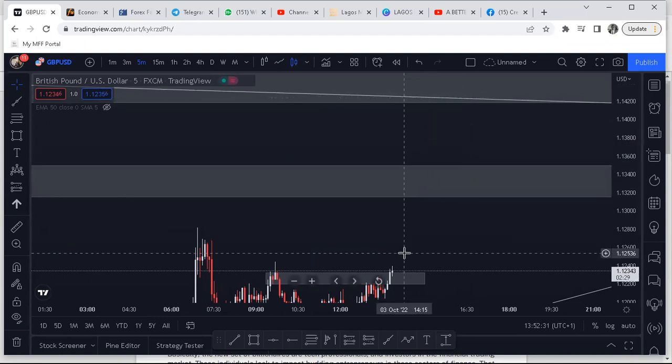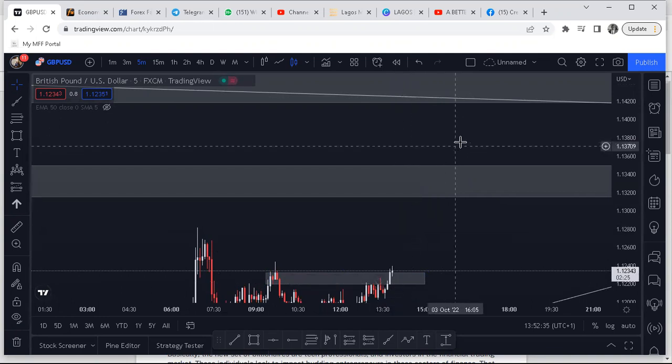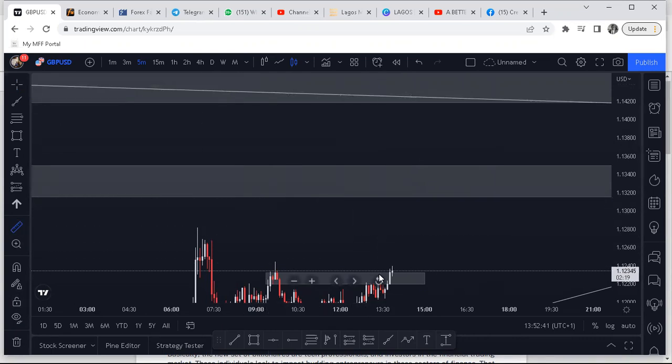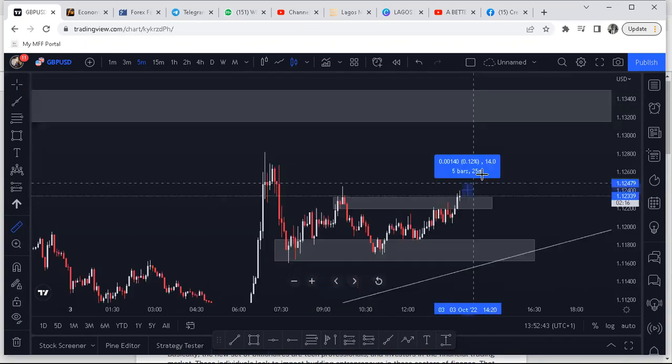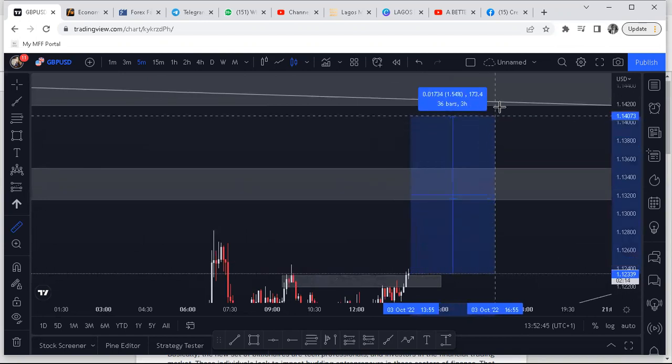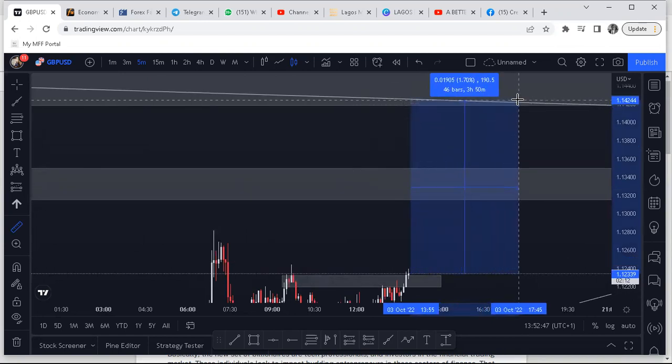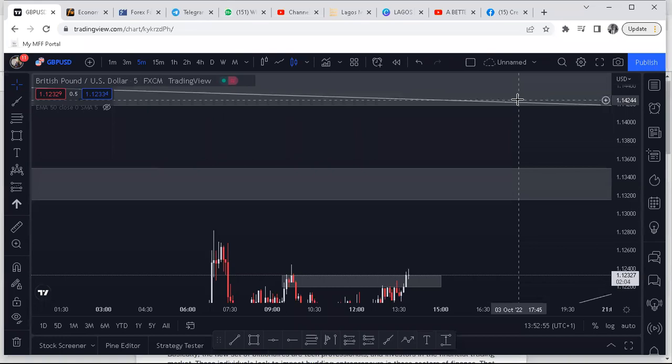First is potentially this buy up to this trend line. Second is potentially this sell. If you are counting the buy, how many pips are we looking at? We are looking at about 190 plus pips. Let's say almost 200 pips for the buy if it happens.